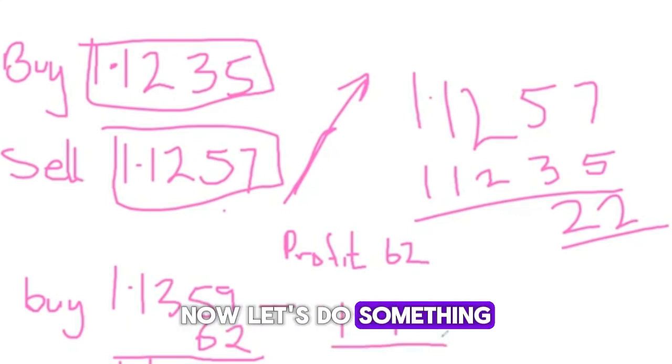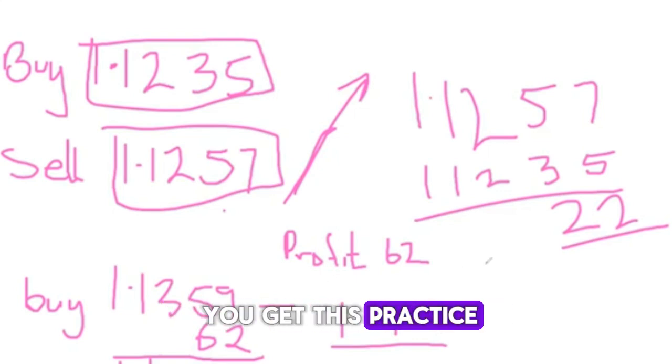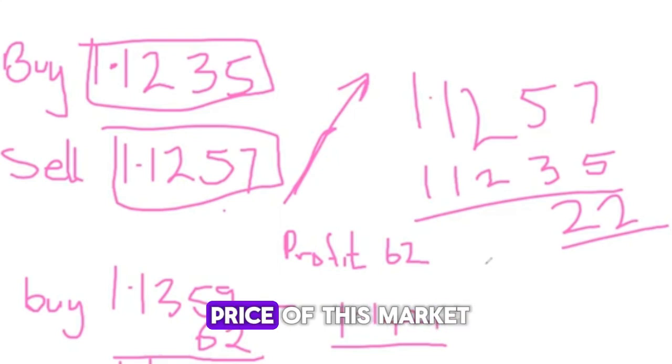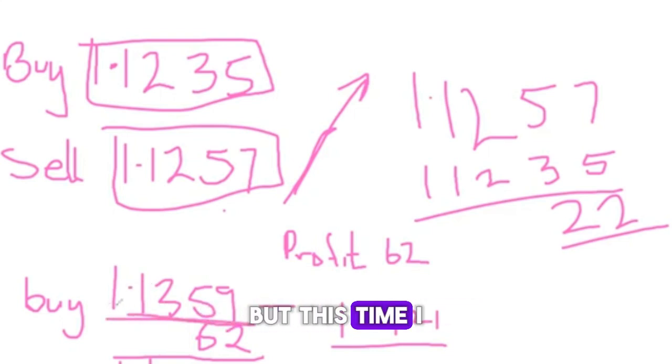Now, let's do something on the other hand. Let's take a reverse angle to this. I tell you, once you get this and practice it, you are good. Now, let's say the price of this market is still the same, but this time I made a loss of 115 pips.